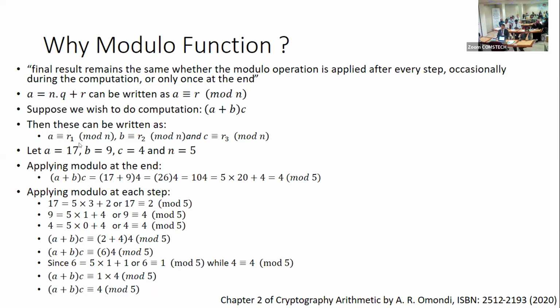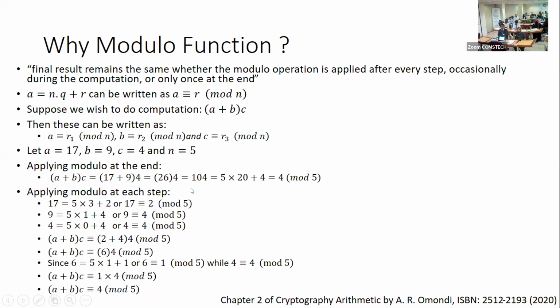So if my a is 17, b is 9, c is 4, and n is 5. So what you do, you divide 17 by 5. You end up with 3 point something. But for integer division, you just take the integer. So now your quotient is 3, right, sir? And then next, from 17 you subtract 15, and you end up with a remainder of 2. So here I have 3, 2. This is n. Okay. So in modular form, I can write 17 congruent to 2 mod 5.